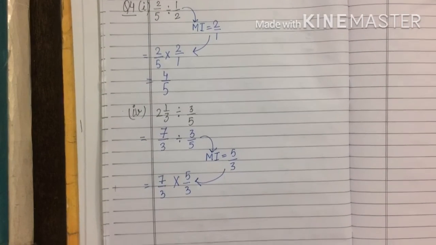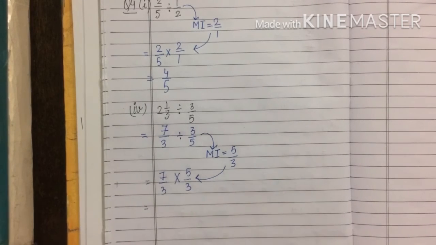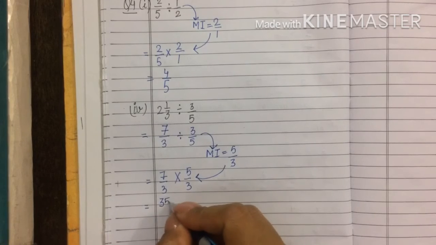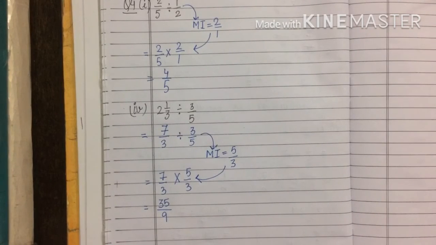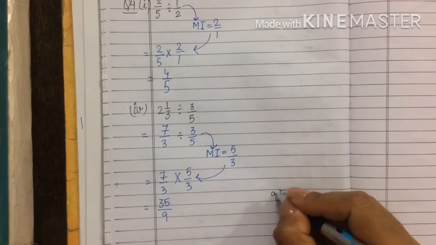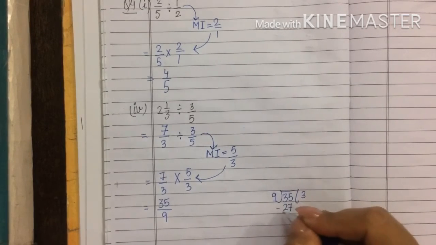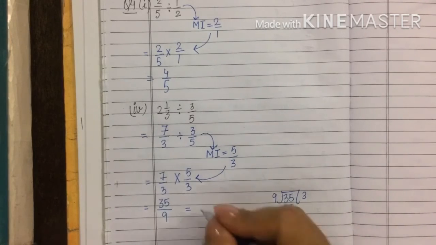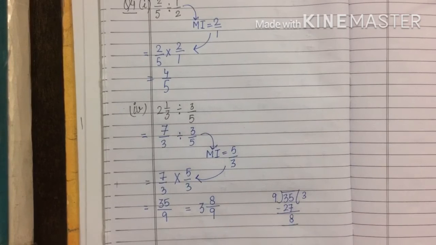See if there is any cutting possible. No. So multiply your numerators and denominators. Give the answer. From the numerators I get 35. From the denominators I get 9. And this is an improper fraction. I have to divide and obtain a mixed number. So 9 3s are 27. The remainder is 8. Mixed number will be quotient on the side, remainder on the top, and the denominator is 9.